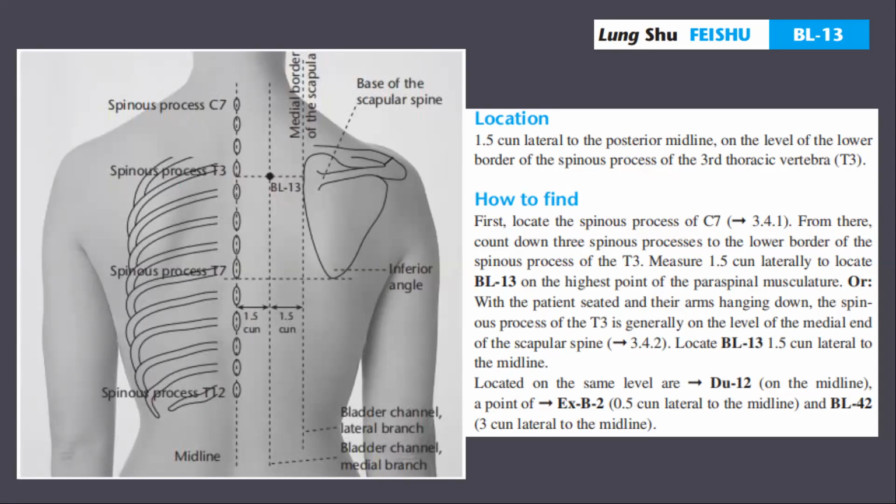Located on the same level are DU12 on the midline, a point of extra point EXB2, 0.5 tune lateral to the midline, and bladder 42, 3 tune lateral to the midline.